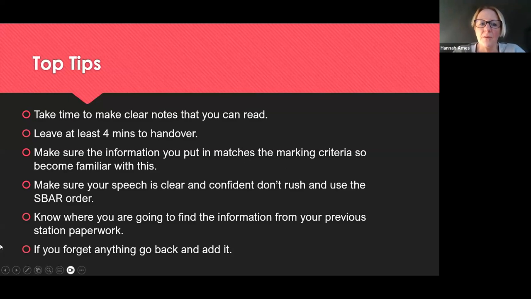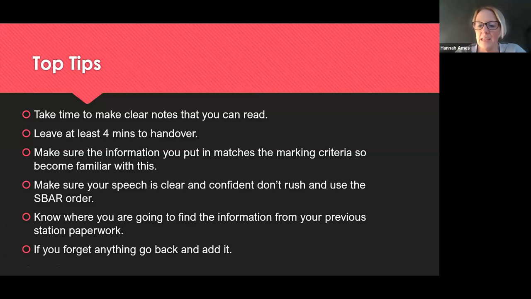I would also recommend that you make clear notes. Like I said, if you've got some clear notes, all you need to do is just read that to the examiner. Leave yourself at least 4 minutes to do that verbal handover, if not maybe 4.5, and do the rest of your time planning. Make sure the information you are saying matches the marking criteria, so become familiar with this. Feel confident and try not to rush. I know time is tight, but try not to rush and use the SBAR order.